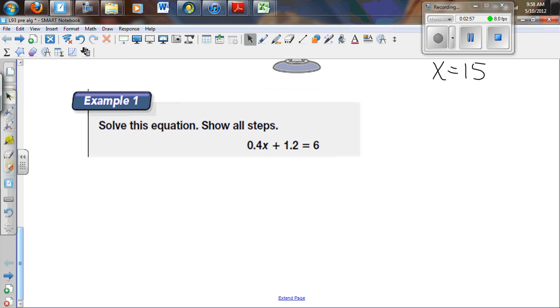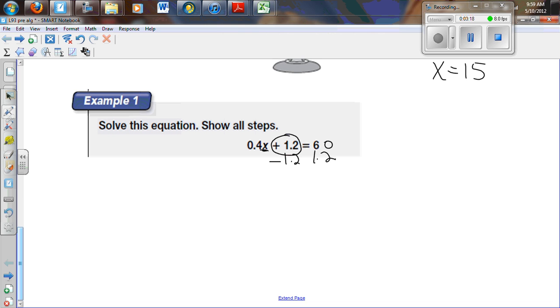So here's another one. This one happens to have decimals in it. Doesn't change how we do the problem. Where's the variable? Here it is. What's added or subtracted to it? What's added in this case is a plus 1.2 or a positive 1.2. So we need to do its opposite. So we're going to subtract 1.2 from this side of the equation and from the other side of the equation. And I'm going to make this 6.0 so I can do that subtraction. So I'm going to borrow from the 6. And so that's 8, and this is 4, so 4.8.